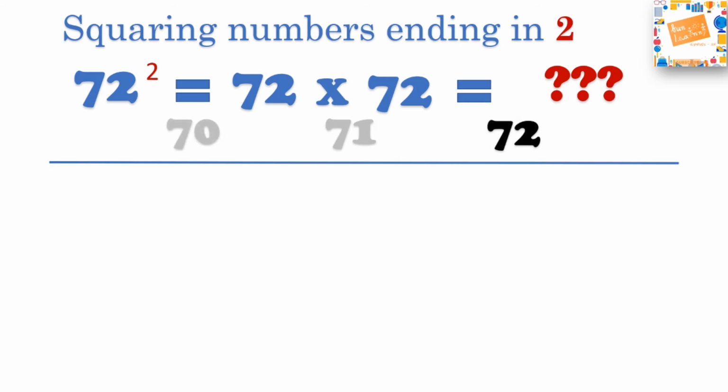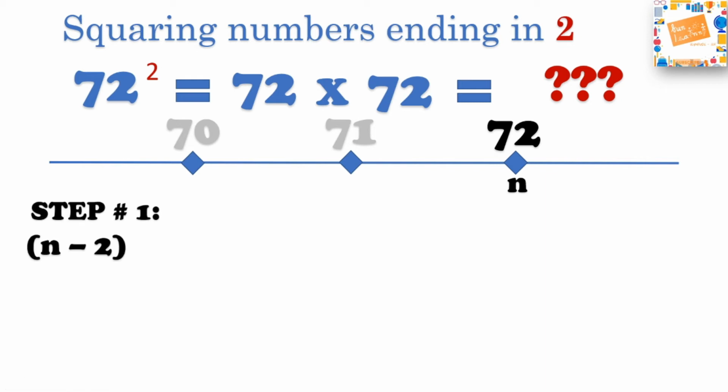If we look at the number line, 72 is 2 notches away from 70. So let's call 72 n, and to reach its nearest 10, that is 70, we need to do n minus 2. Now we need to complete 2 steps to come to this answer. Let's do step 1, which needs us to go to the nearest 10 of 72, by doing n minus 2, and then squaring it. So this is equal to 72 minus 2, that is 70 square, which is equal to 70 times 70.